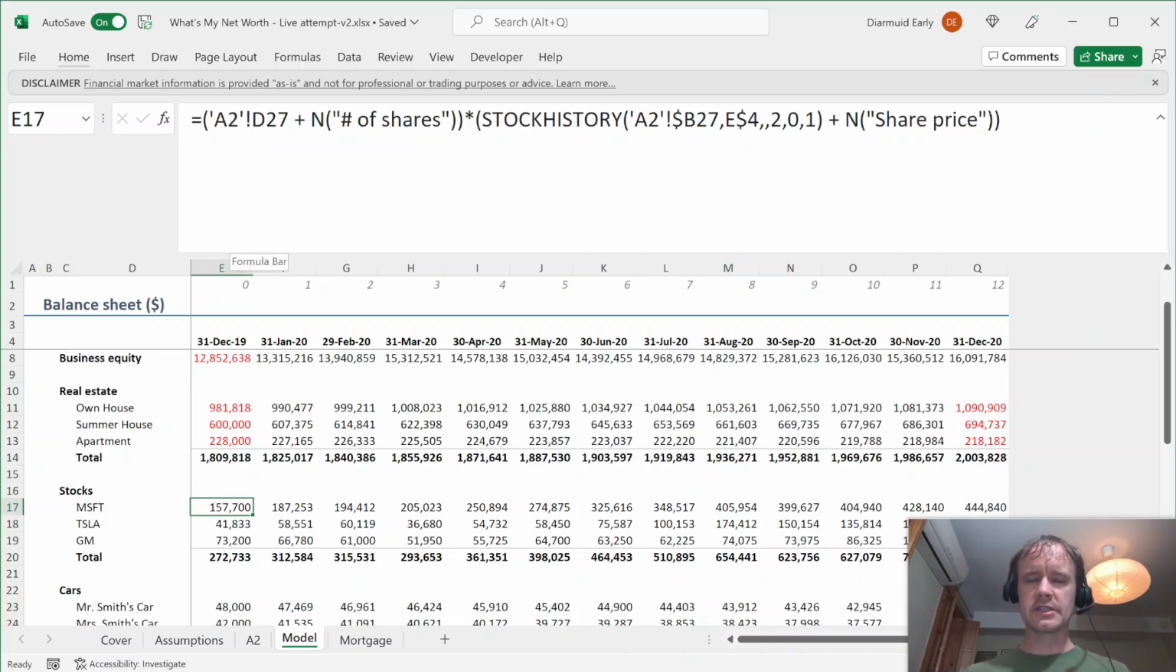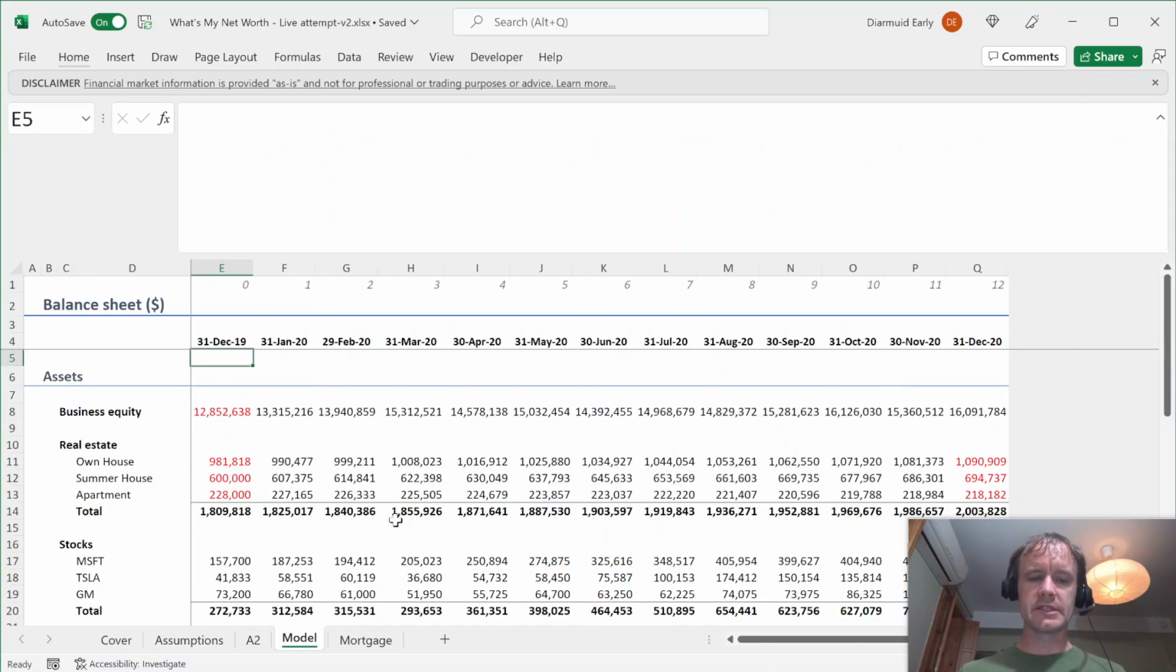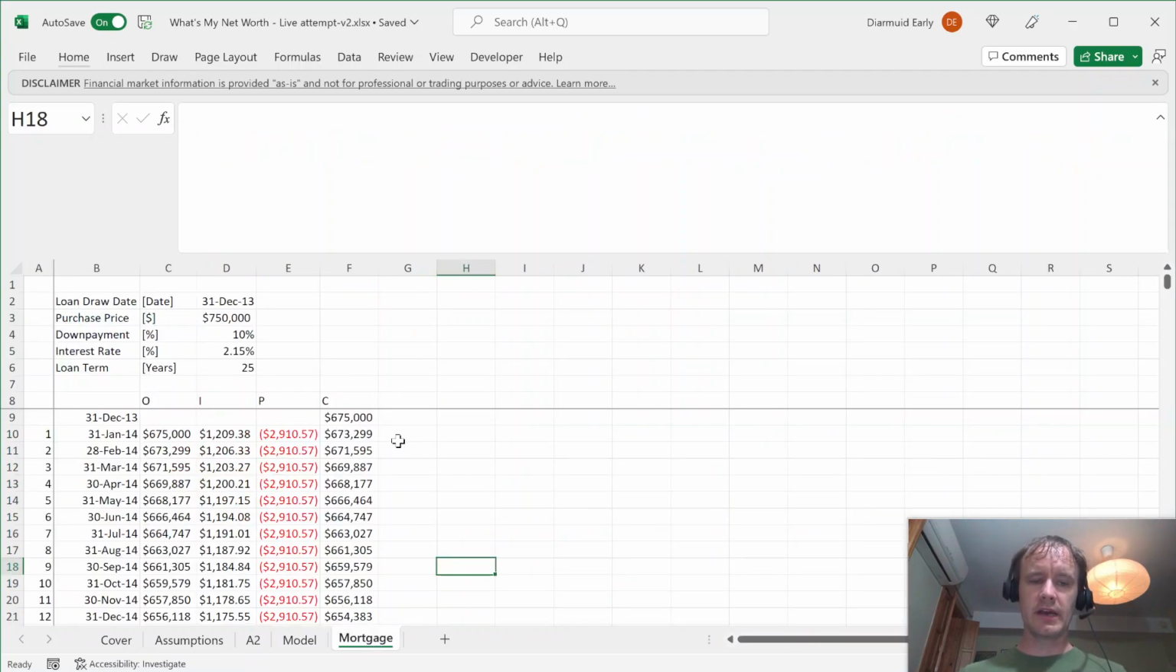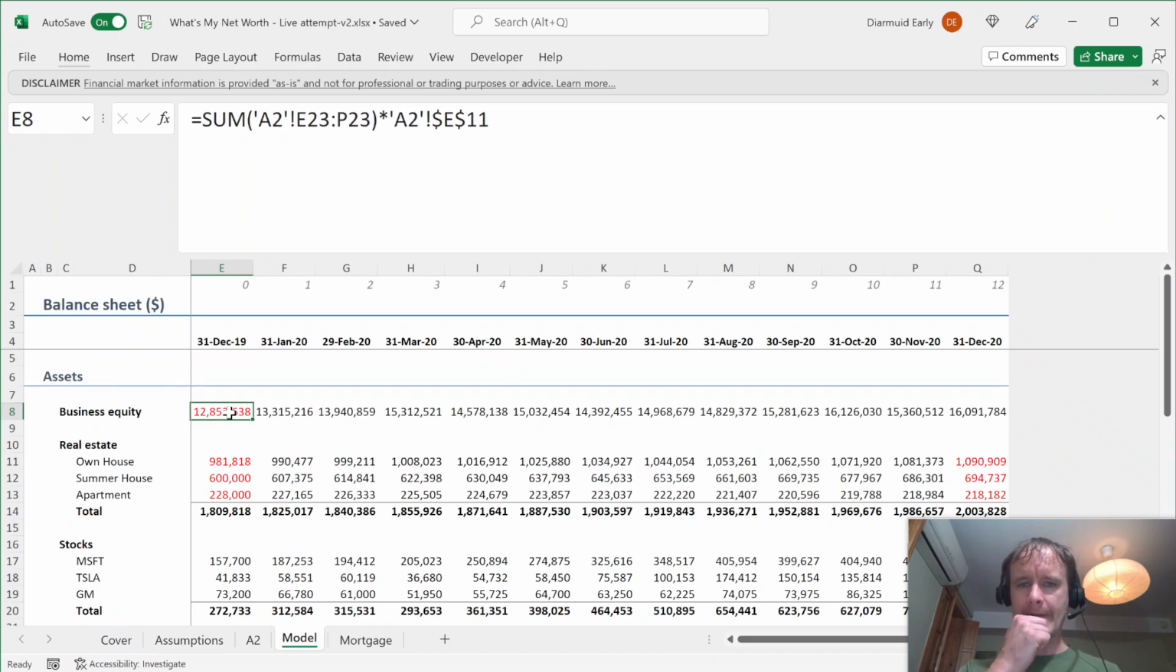equals this cell, which is the current value of Microsoft stock, plus this cell from another tab, which is the current value of Tesla stock, or something like that. So that's another way that you can do some in-cell documentation, which can potentially spare you having larger supporting schedules like this. Again, there's a trade-off.